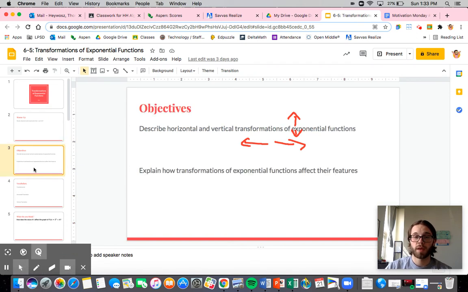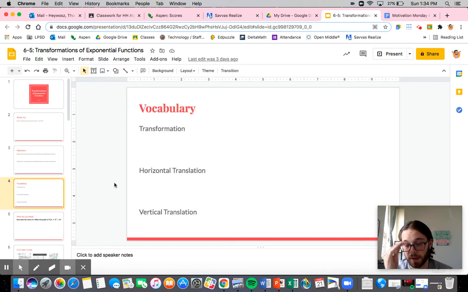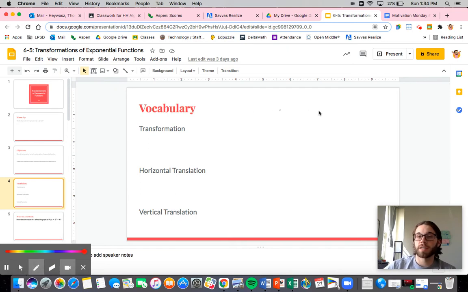All right. So let me clear that. Our objectives for the day are going to be to describe horizontal and vertical transformations of exponential functions. And we're going to explain how transformations affect the features of exponential functions. Okay. So a couple pieces of information. Obviously, transformation is simply any sort of change to your original function. So our original function is going to be this. This is our parent function.